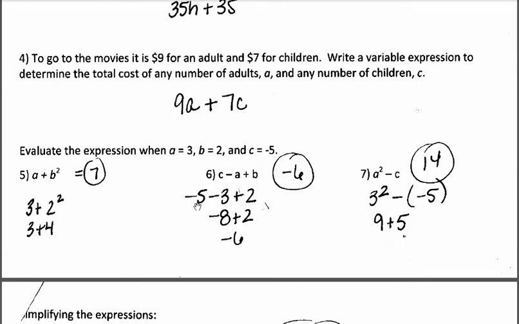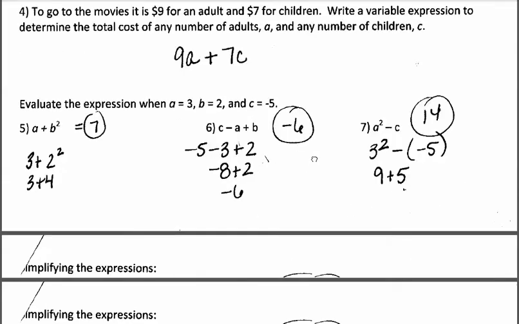Over here, we've got negative 5 minus a positive 3 plus a positive 2. So when I'm adding a negative, it's the same thing as subtracting. So negative 5 minus 3 is negative 8 plus 2, different signs, so subtract, and I get negative 6. Over here, I'm going to square my 3 first and get 9. And then I'm taking away a negative. That's a not, so that means add 5. 9 plus 5 is 14.